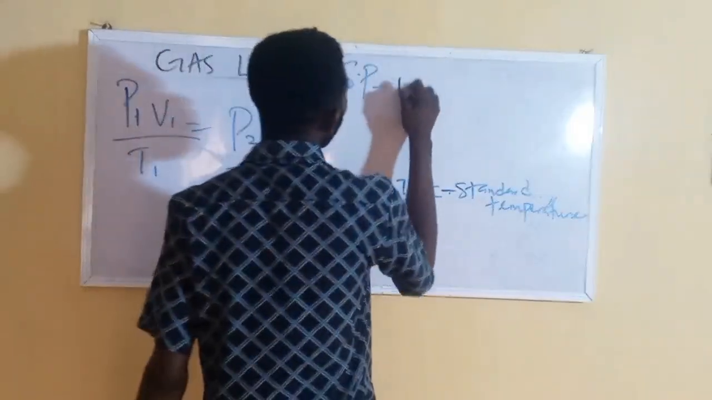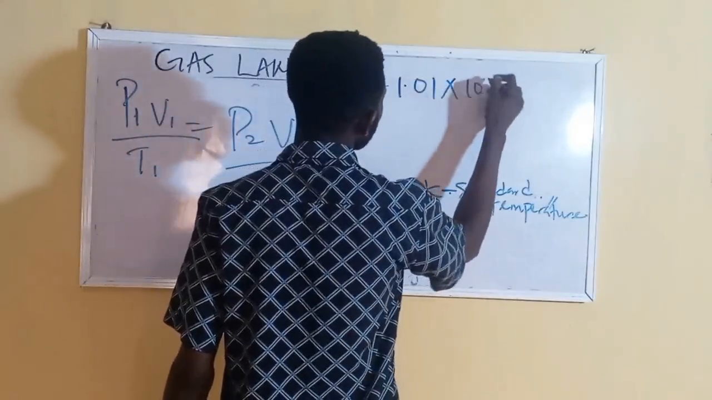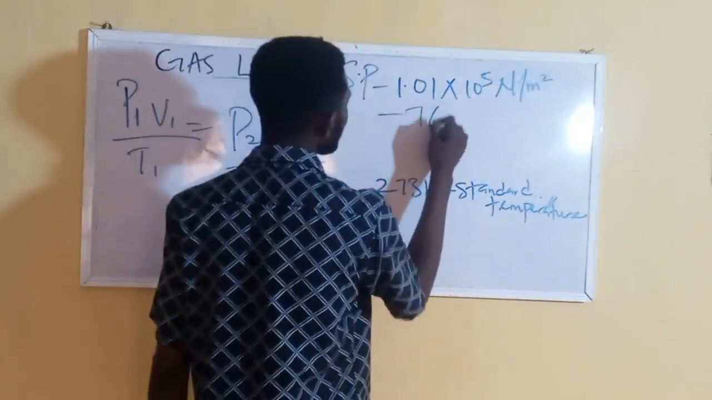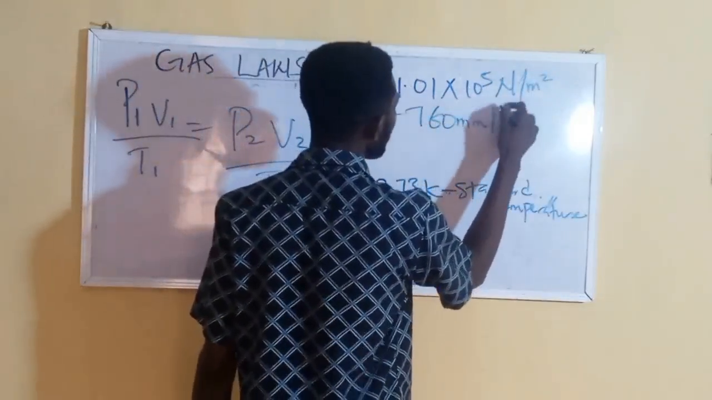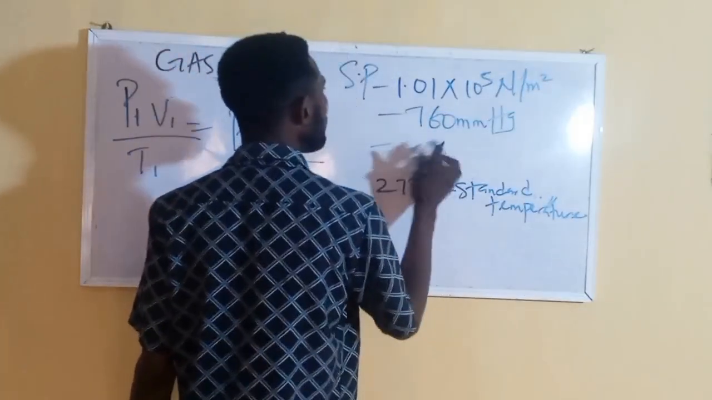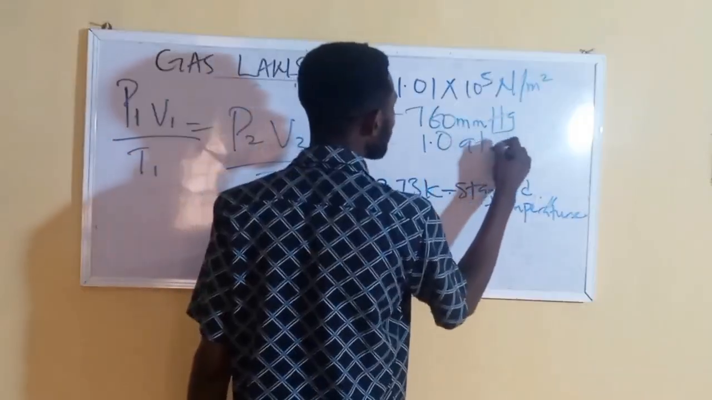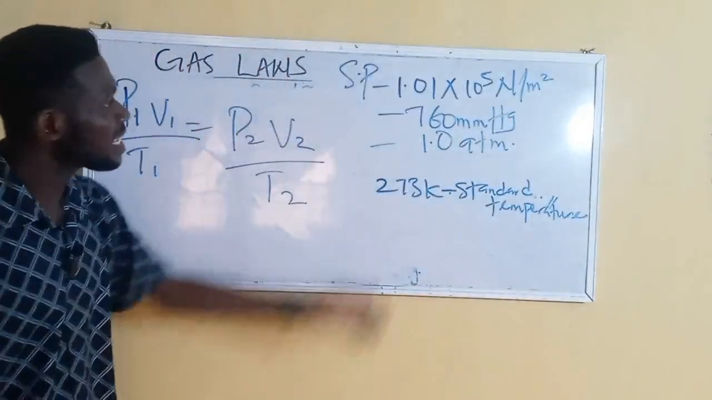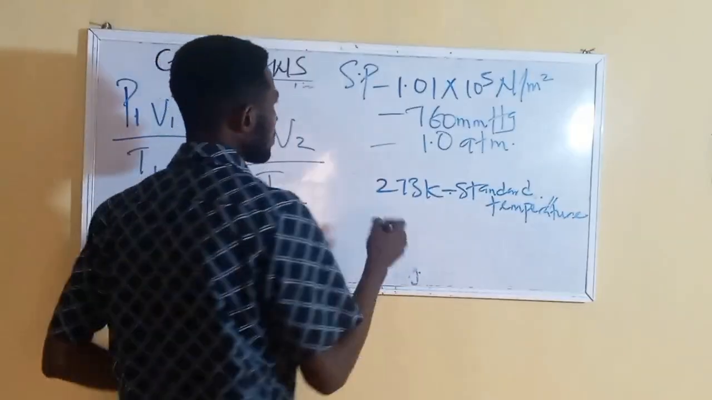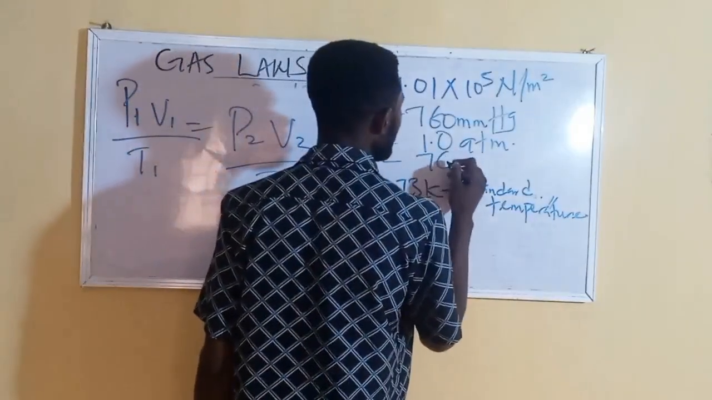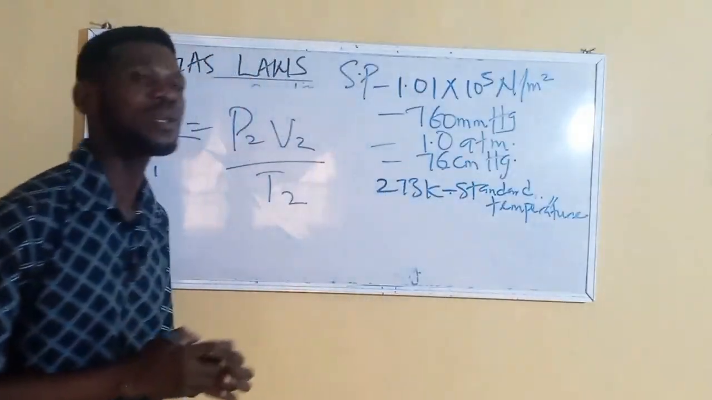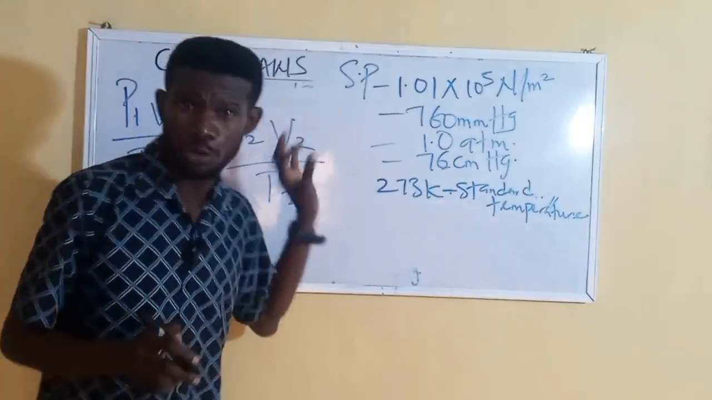What are the different values we have? We have 1.01 times 10 raised to the power 5 Newton per meter square. We have it represented as 760 millimeter mercury. We have it represented as 1.0 atmosphere. It can also be written as 76 centimeter mercury. It depends on whatever way your question is structured.